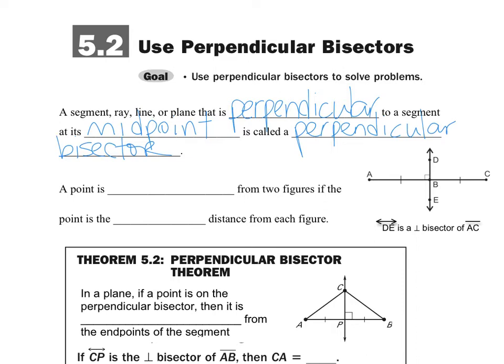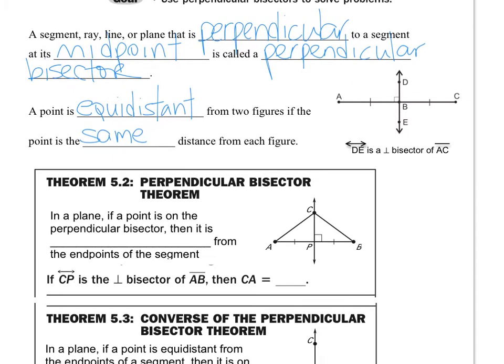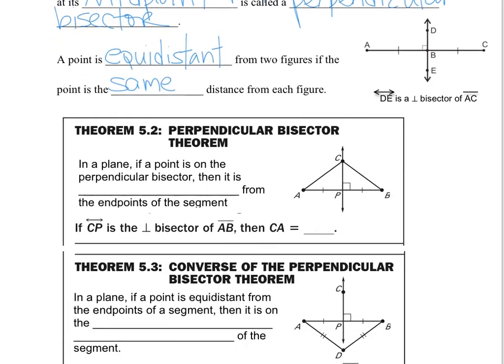So looking at the figure, we can see a point is equidistant from two figures if the point is the same distance from each figure. Okay, so we look at that diagram, we see that DE is a perpendicular bisector of AC. First, it's perpendicular. B is the midpoint because AB and BC are the same length.